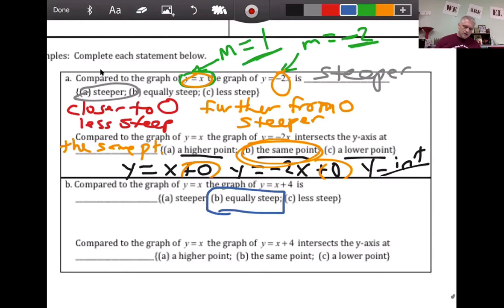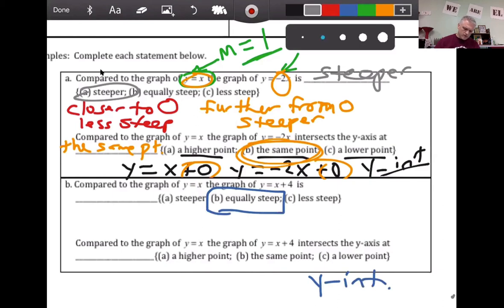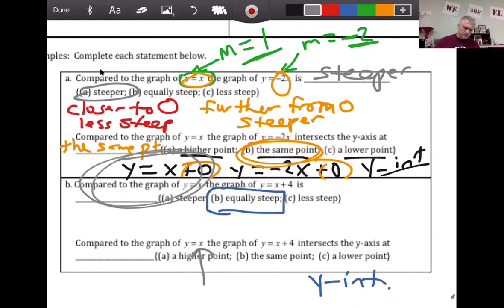Okay. Now look at this last question down here. They're asking higher, same, or lower point for the y-intercept. Okay, so we're looking for the B. We're looking for the y-intercept. Right? So the y-intercept for y equals x, if you remember back here, we figured out that it's x plus 0, so the B was 0. What about for x plus 4? Well, the B is positive 4.